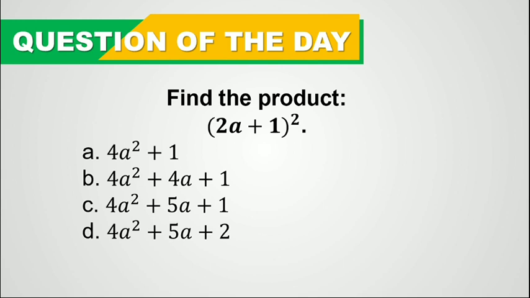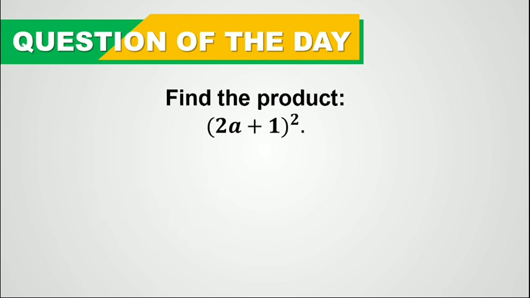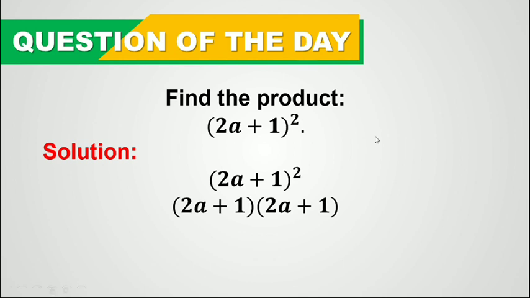So in answering this particular question, some of the students use the FOIL method. So we have here quantity 2a plus 1 squared. So their solution is this one. So 2a plus 1 squared can be written as 2a plus 1 times 2a plus 1, because the exponent is 2. And then they're gonna use the FOIL method.